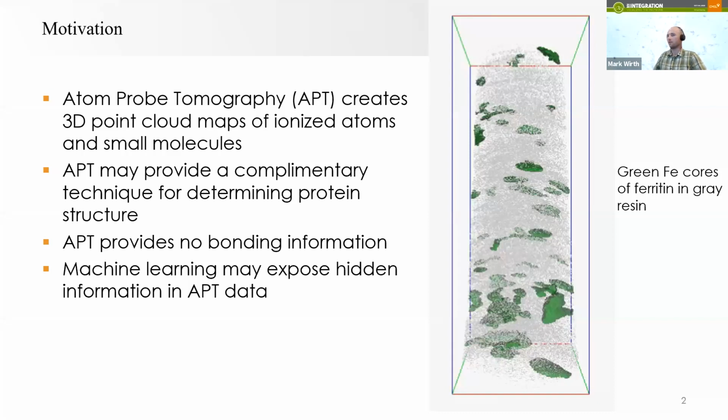APT is a technique that creates 3D point clouds of ionized atoms and small molecules. We are hoping that it may provide a complementary technique for determining protein structures. One of the problems with APT in this application space is that it provides no bonding information. So you end up with a 3D point cloud and you know where everything is in 3D space, but we don't know how everything necessarily is bonded. What we're trying to do is use machine learning to bridge that gap between 3D point space and actual structure.